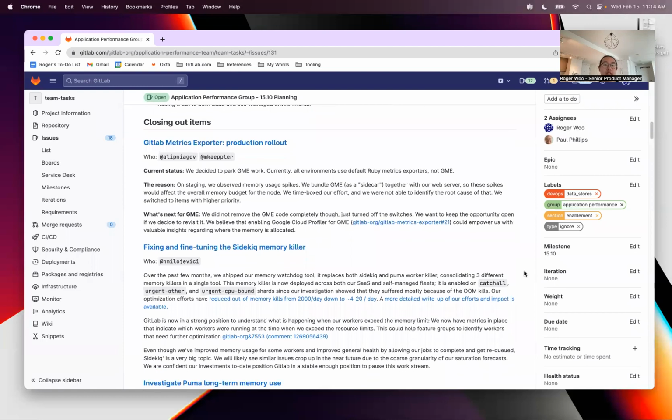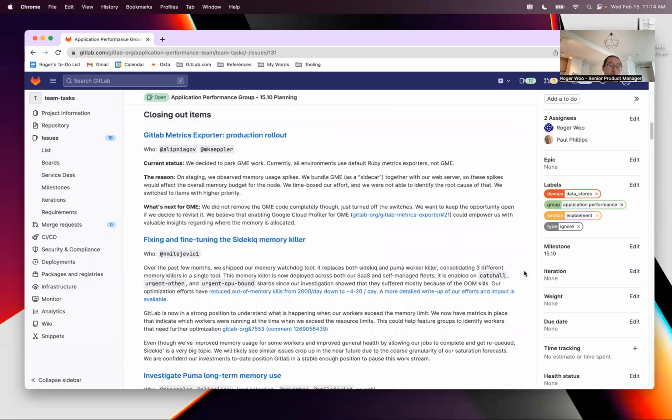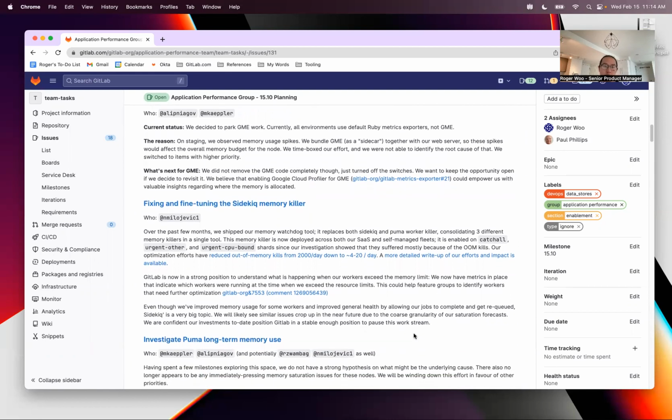There are a few items that the team is closing out. Three in particular we wanted to draw attention to. First is GitLab's metrics exporter. We're going to pause the rollout of this effort because we decided that there's not a lot of root cause for memory spikes that we're able to identify. So we're going to switch our focus to higher priority items.